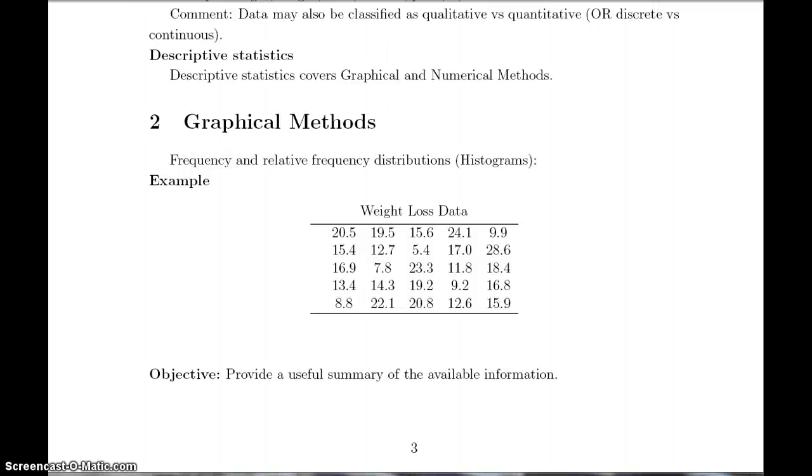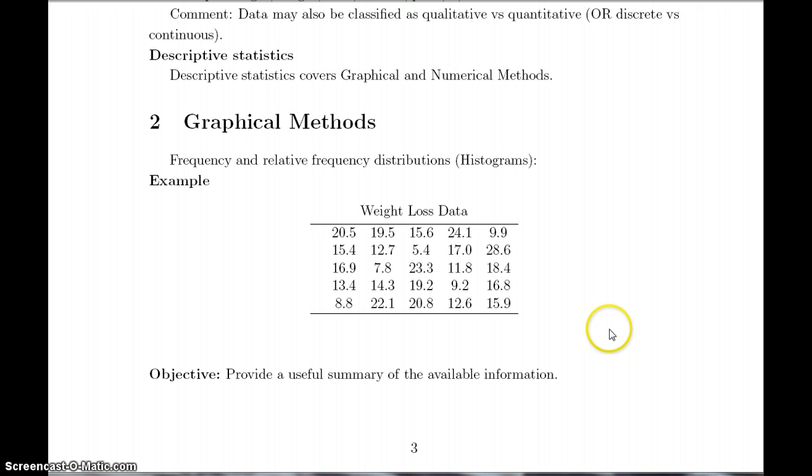Okay, in this video we're going to talk about graphical methods for summarizing data, and I'm going to really emphasize only one method, which is the frequency or relative frequency histogram. So I want to illustrate that by an example.